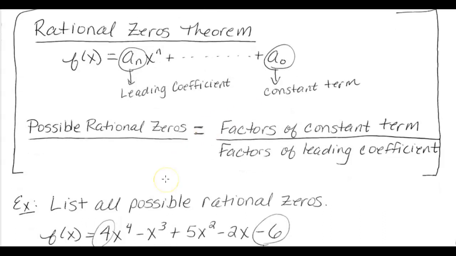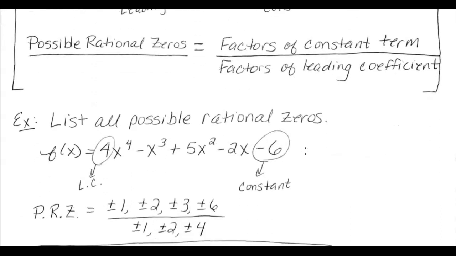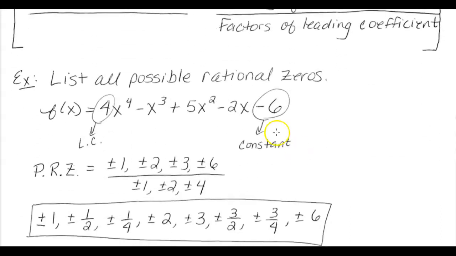So the list of possible rational zeros is found by writing down the factors of the constant term, in other words, all numbers that divide evenly into the constant term, divided by all factors of the leading coefficient, meaning all numbers that divide evenly into the leading coefficient. So you create fractions out of factors of the constant term divided by any factor of the leading coefficient to get the list of possible rational zeros. So in this first example, we are simply going to write out that list.